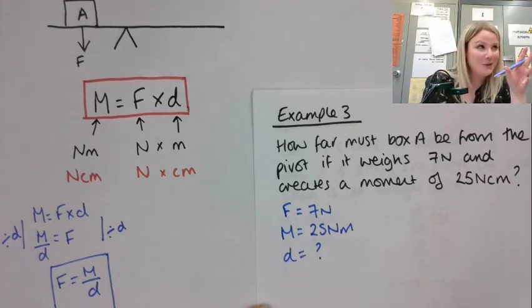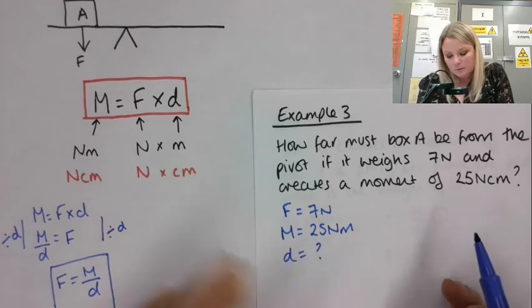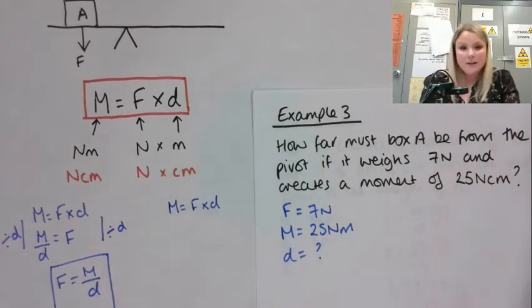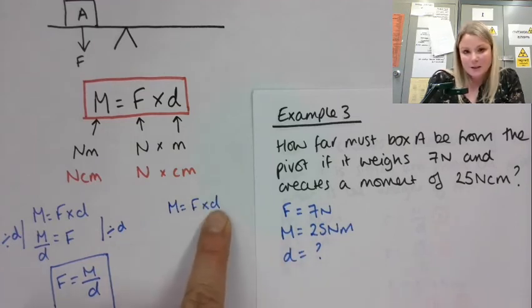So again, bit awkward. We have to rearrange our equation. Let's look back to this. Well, moment equals force multiplied by distance. This time, it's the distance that we're trying to figure out. So we need to get this distance to be on its own on one side of the equal sign.